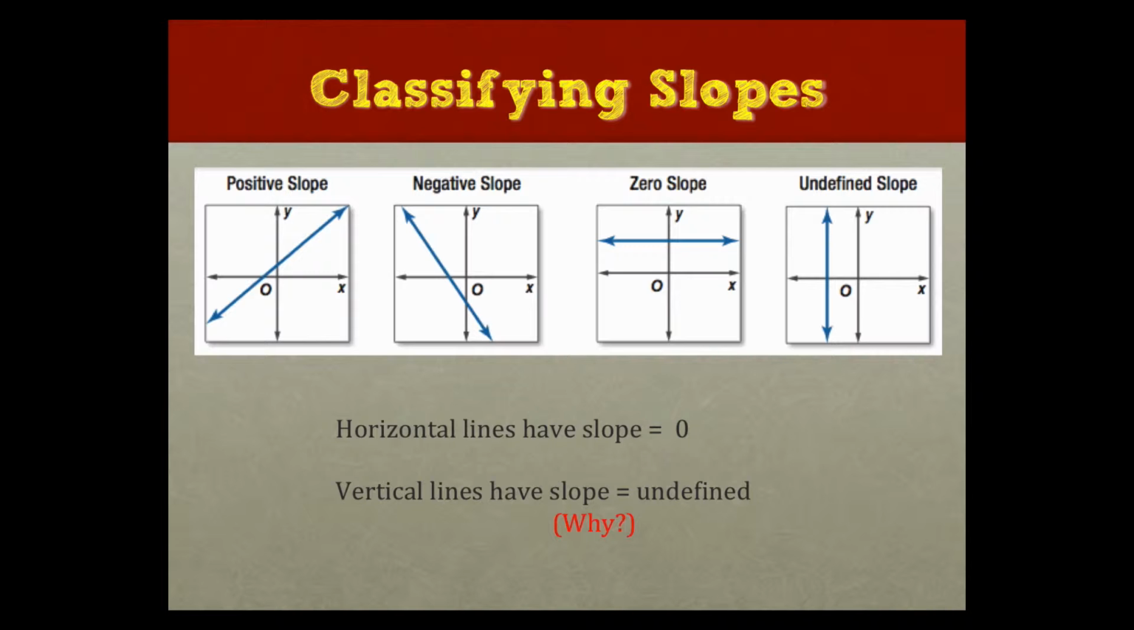Okay, the line goes like this. Negative slope, the line goes like that. Here's the tough part. Explain to me why the slope here is 0. Explain to me why the slope there is undefined.